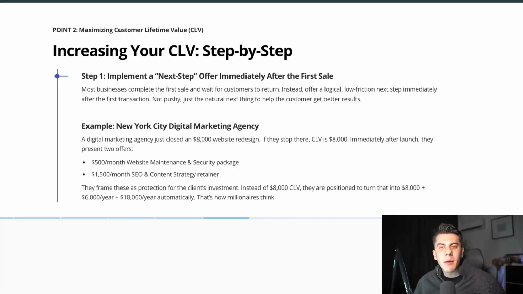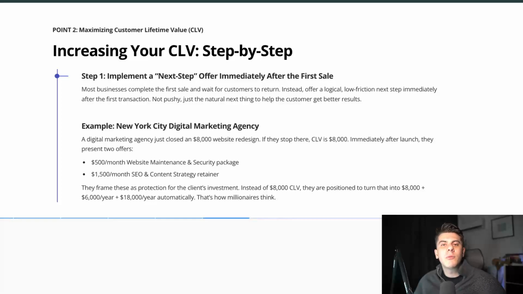Implement a next step offer immediately after the first sale. Most businesses make a huge mistake. They complete the first sale, then sit and wait for the customer to come back someday. Maybe. The problem is someday rarely comes. So instead, you want to offer a logical, low friction next step immediately after the first transaction. Not pushy, not salesy, just a natural next thing that helps the customer get even better results.